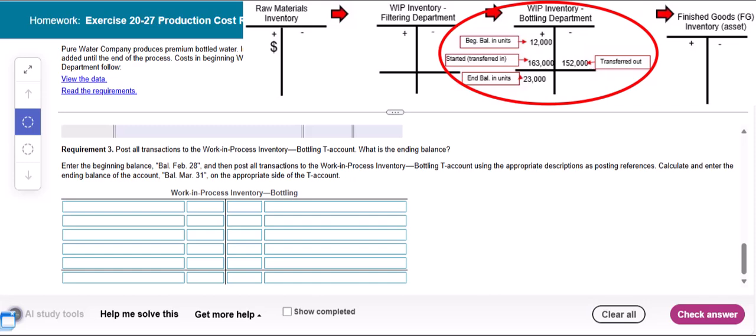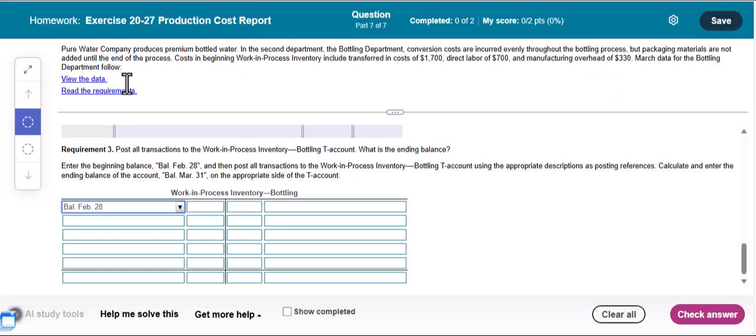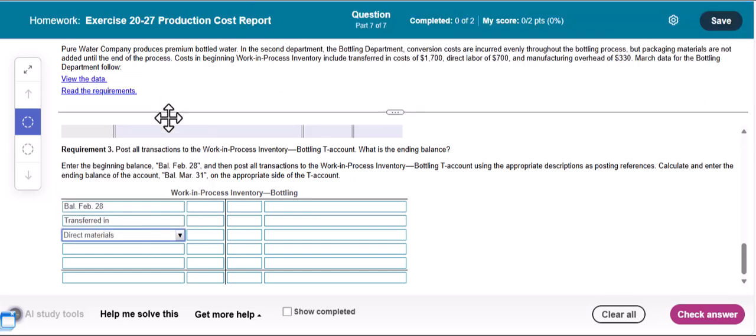So as always in a work in process, we have a beginning balance at the beginning of the month. So that'll be here, balance February 28th. Then we transferred in some costs. Remember, we transferred in costs from the previous department, the mixing department, and then we added some direct materials. So that will come next here. And then we also added direct labor and manufacturing overhead.